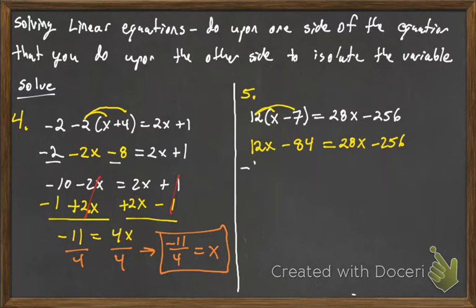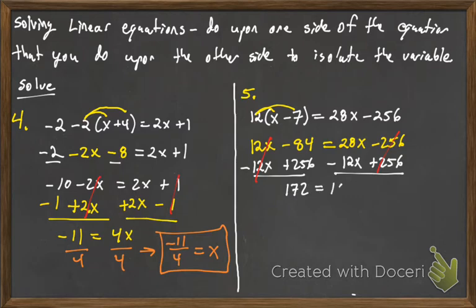Okay, so we're going to subtract 12x from both sides, and we're being efficient. We're going to also add 256 to both sides. If you want to do this as two separate steps, that's perfectly fine. If you want to write out the crossing out there on each side, you can do that also.